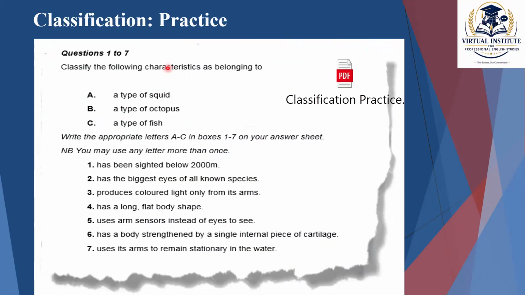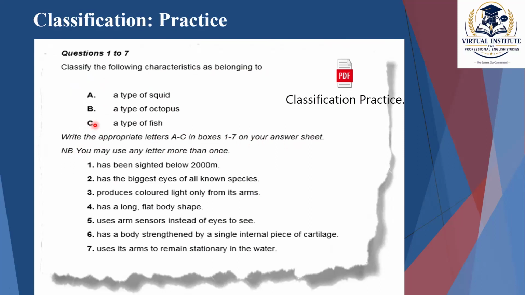Here we have these questions, right? 1 to 7. We have these three categories: a type of squid, a type of octopus, and a type of fish. The instructions are: classify the following characteristics as belonging to any of these categories. Write the appropriate letters A to C in boxes 1 to 7 on your answer sheet. Note, you may use any letter more than once. So you can use them twice, you can use them thrice if it is applicable and relevant, right?